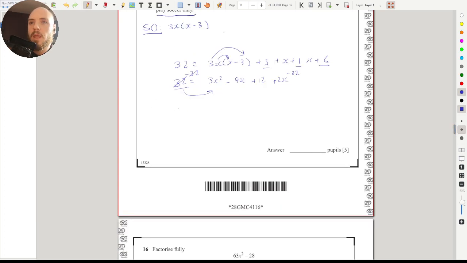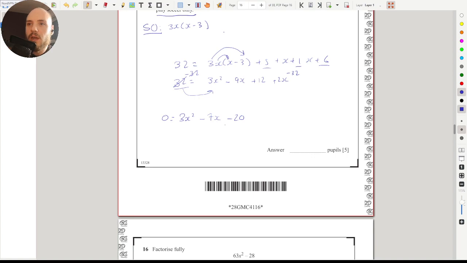So then we're going to have 3x squared plus 2x minus 9x, which gives us minus 7x. And then we've got plus 12 minus 32, so that would give us minus 20. You can always just use your calculator if you want to be safe about it. I just like to do the mental maths. So 0 is equal to 3x squared minus 7x minus 20.